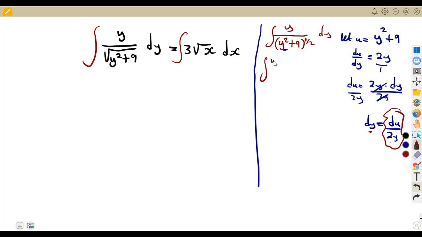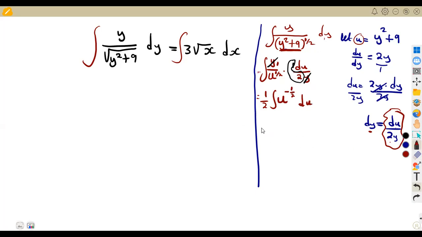So we're going to have the integral of y over, remember we said this whole part is now represented by u, so it is going to be u to the exponent of a half, multiplied by dy, which is du over 2y. From this part, as you can see, y and y are going to cancel. We can take the 1 over 2 outside of our integral. We remain with 1 over u to the exponent of a half, which is same as u to the exponent of minus a half on top, so that we can integrate this with respect to u.